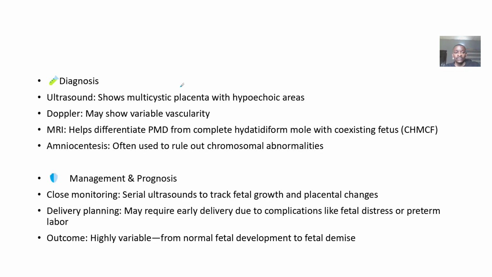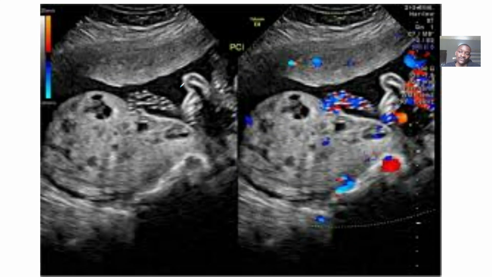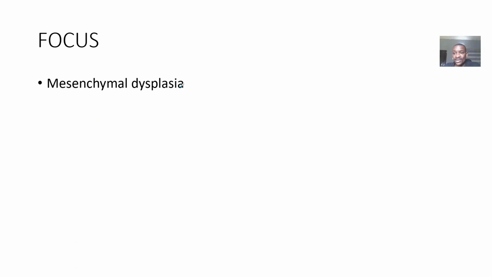All right? So diagnosis is ultrasound, Doppler, MRI, amniocentesis. Basically, I'm just trying to use all those images to look inside. So management and prognosis: close monitoring. You want to track fetal growth using ultrasound, right? Delivery planning, right? So you have to be prepared for all those emergencies that might come up in delivery, all right? Normal fetal development, okay? Sometimes the baby dies off. So that's it for mesenchymal dysplasia.